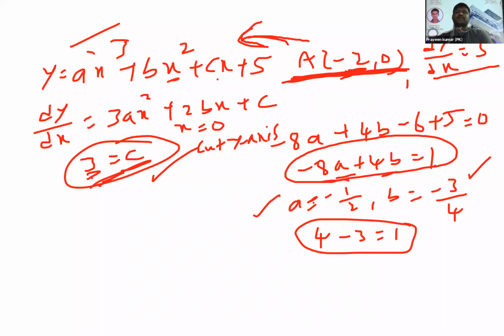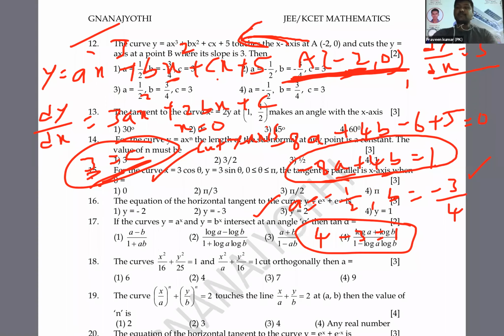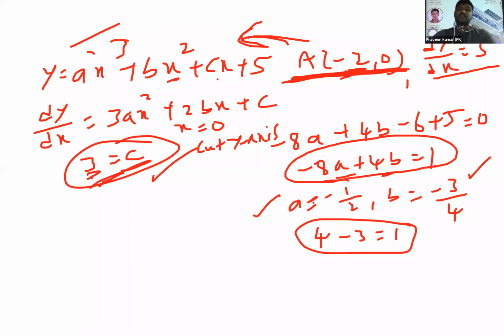-8 into -1/2, right? +4 you will get. What is the B option? -1/2. Okay. -1/2 into -8 you will get +4, then -3, you will get 1. Therefore, the answer is completed. Which option? Second option. Understand?